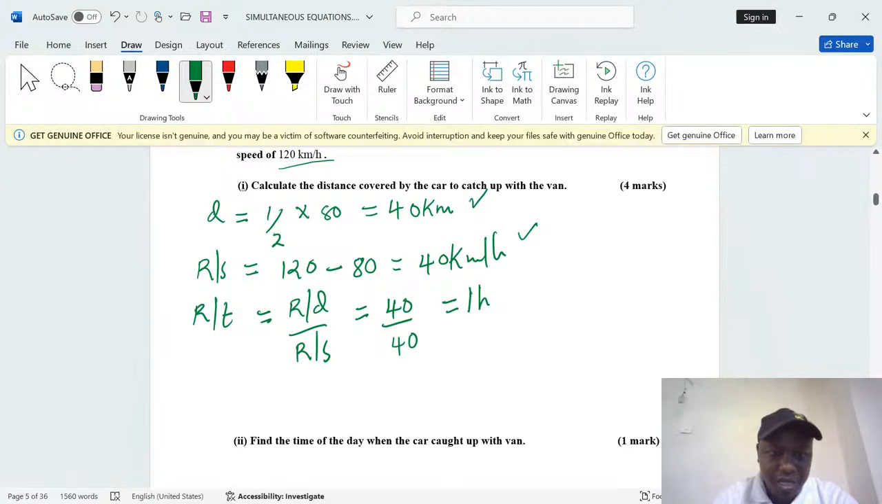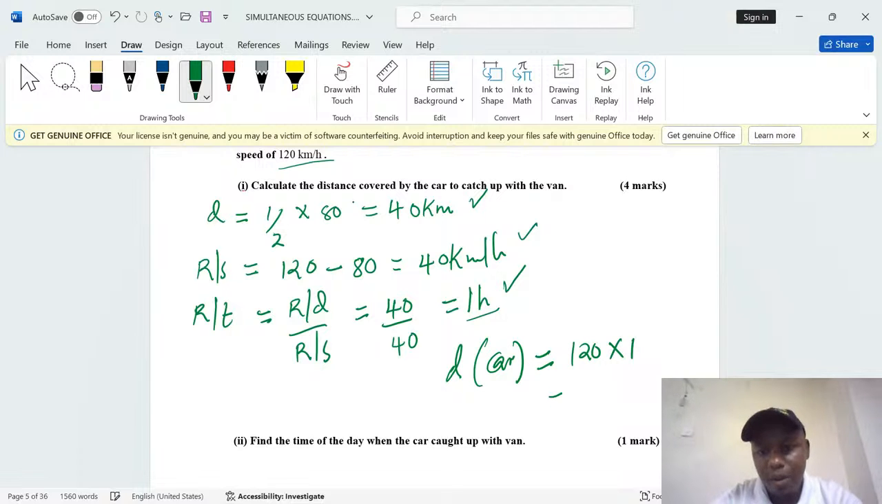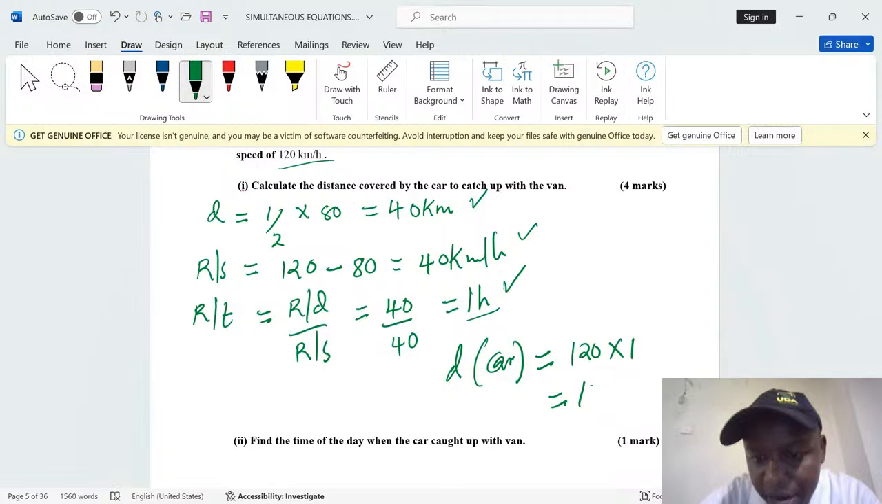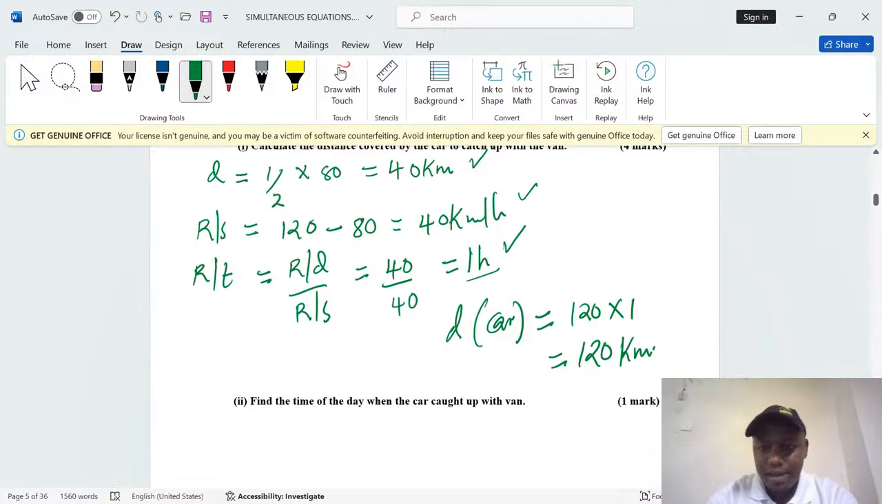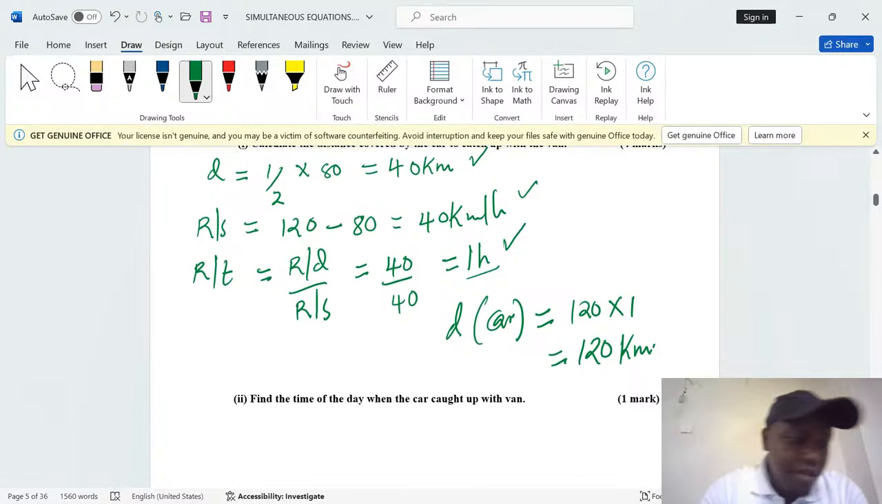Then we are supposed to calculate the distance covered by the car to catch up. So the car will travel for an hour to catch up with the van. This means that if it is traveling at a speed of 120, the distance covered by the car to catch up is 120 times 1 hour, because we get distance by multiplying speed and time. Then we shall have 120 kilometers as the distance covered for them to catch up.